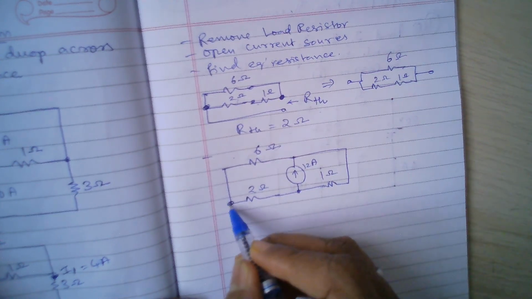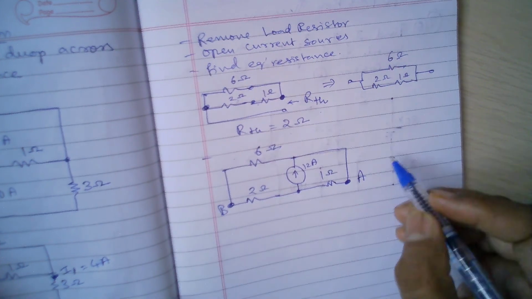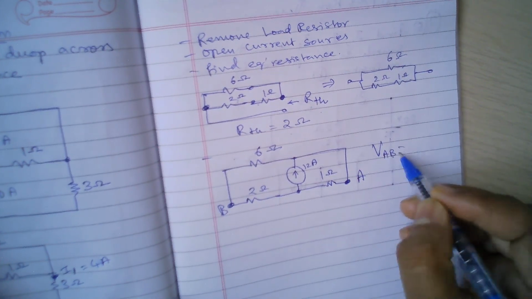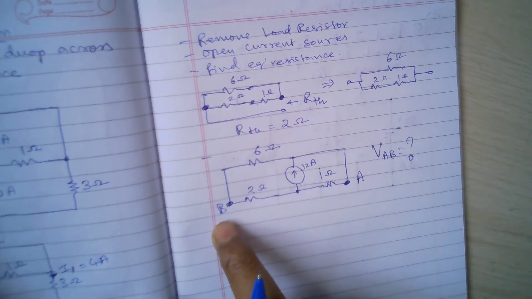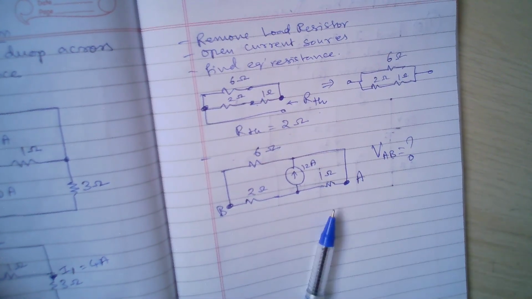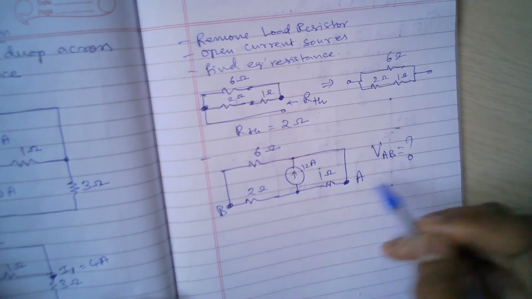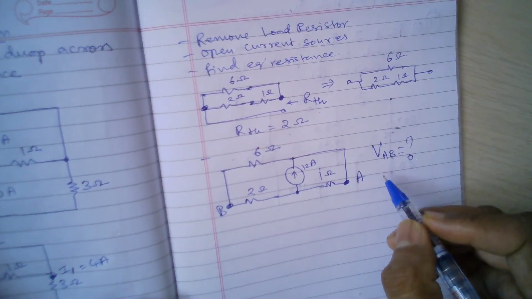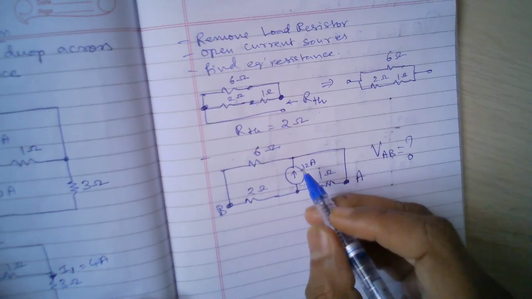Now I need to find the voltage between these 2 points. So this is A and B. So I need to find VAB. What is VAB? To find VAB, we have to use Kirchhoff's current law, KCL. Okay, how do you find this VAB using KCL? Use KCL from B to A. But before that, let's calculate the currents.